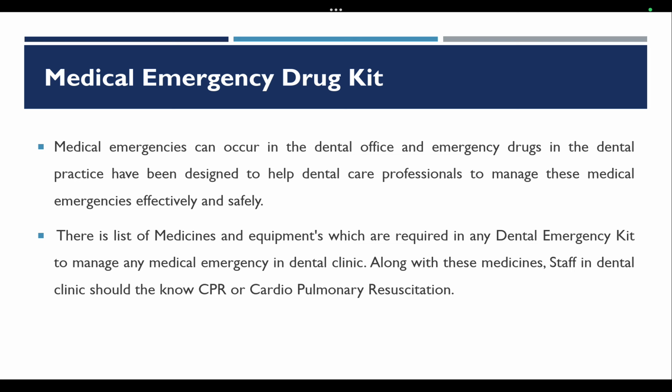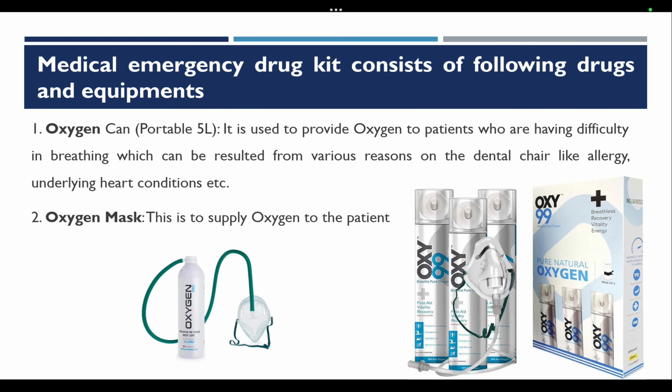cardiopulmonary resuscitation. The first equipment that must be available in the dental clinic is the oxygen can. It's portable and small, about 5 liters, to provide oxygen to patients who are having difficulty breathing, which can result from various reasons in the dental chair, such as allergy or an underlying heart condition, in addition to the oxygen mask to deliver this oxygen to the patient.